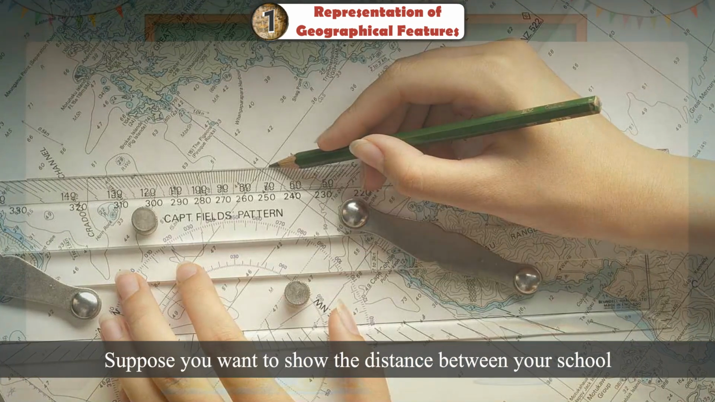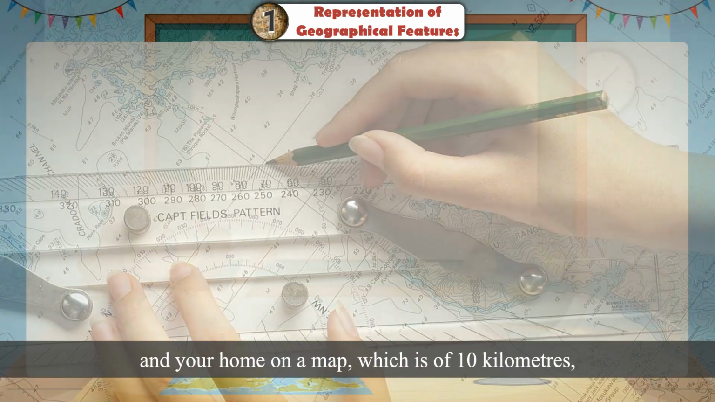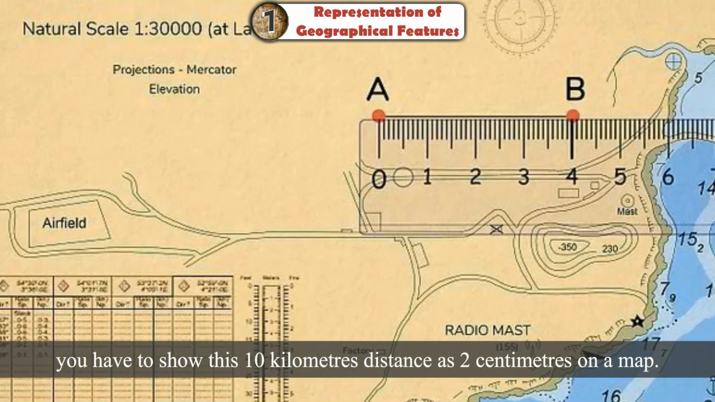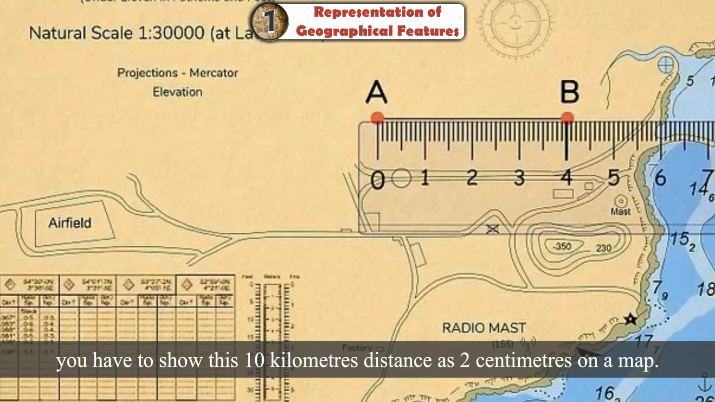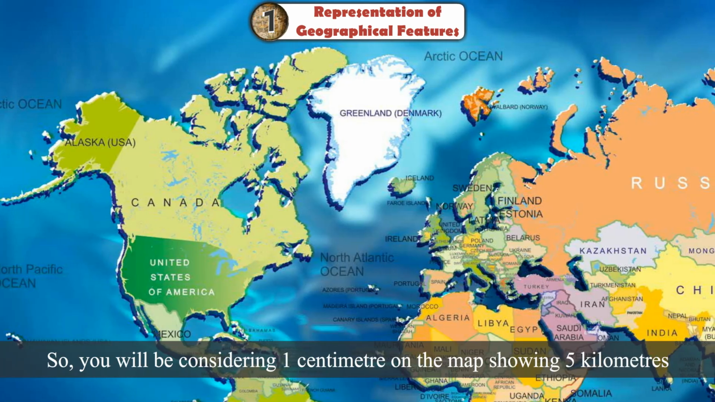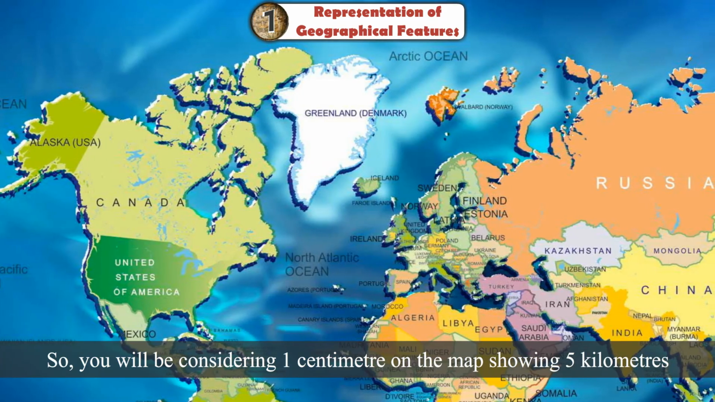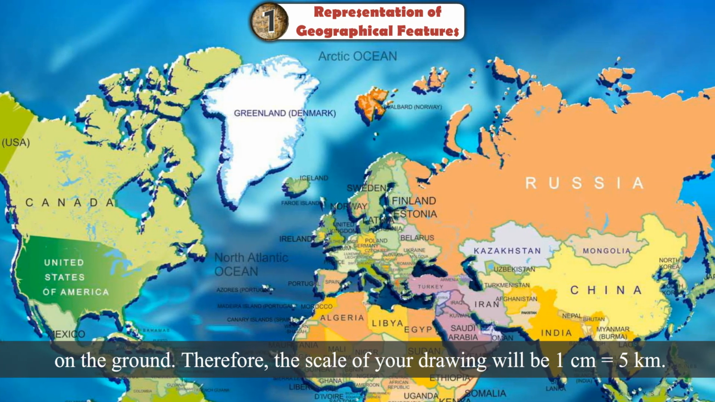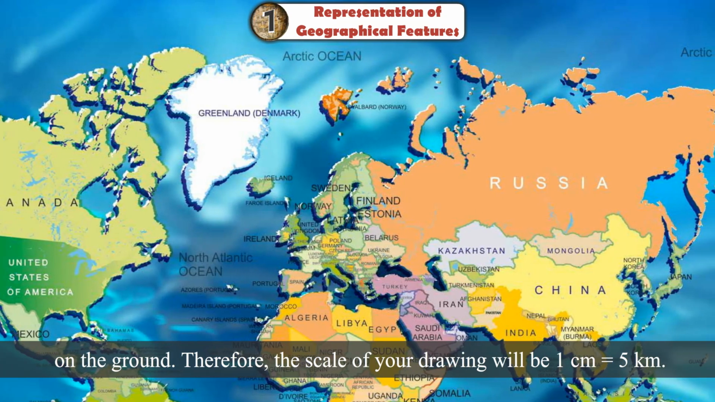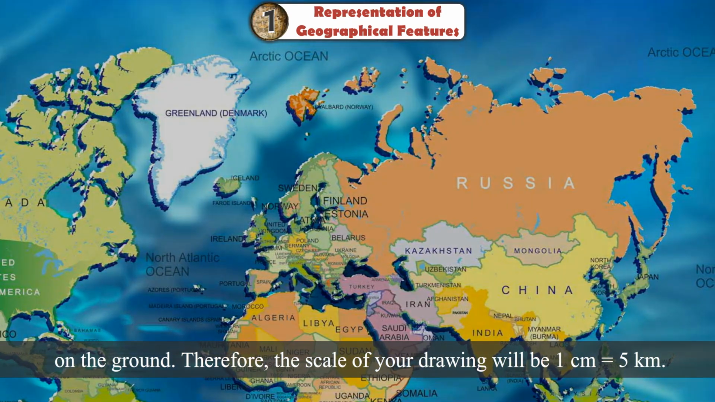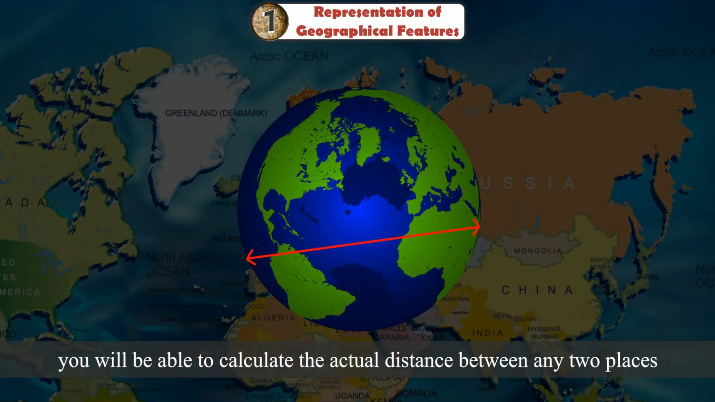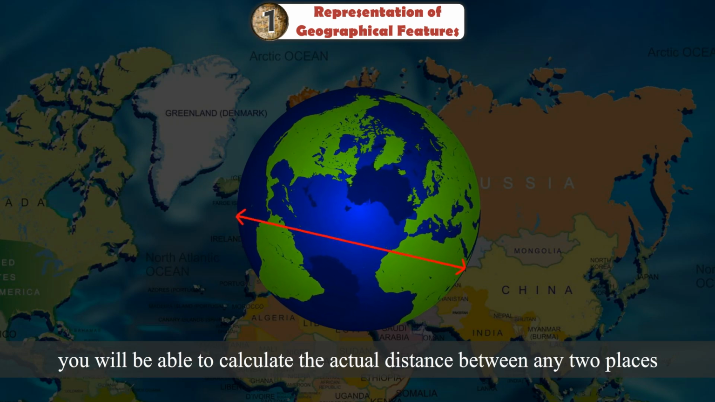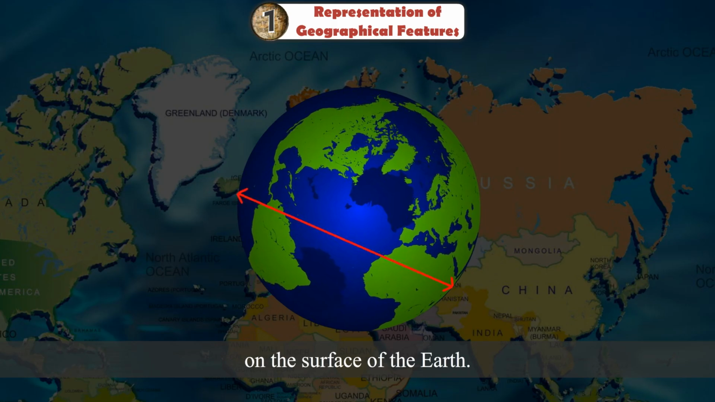shown on the map. Suppose you want to show the distance between your school and your home on a map, which is 10 kilometers. You have to show this 10 kilometers distance as 2 centimeters on a map. So you will be considering 1 centimeter on the map as showing 5 kilometers on the ground. Therefore, the scale of your drawing will be 1 centimeter equals 5 kilometers. If you know the scale of a map, you will be able to calculate the actual distance between any 2 places on the surface of the Earth.